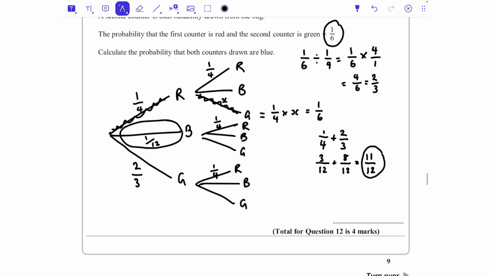So the probability of blue and then blue again would be 1 over 12 times 1 over 12, because we've got to do this one and then times it by itself again. So that is going to be 1 over 144.